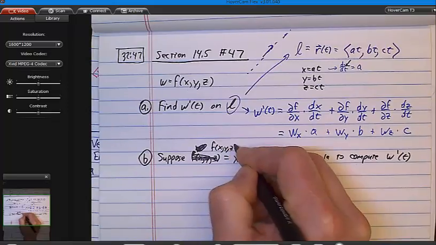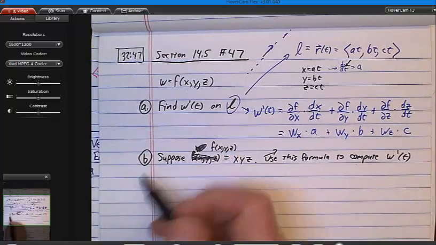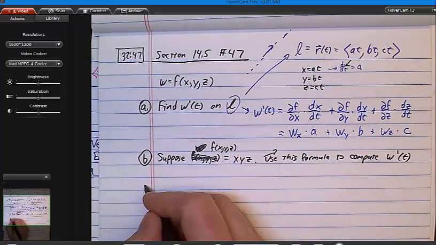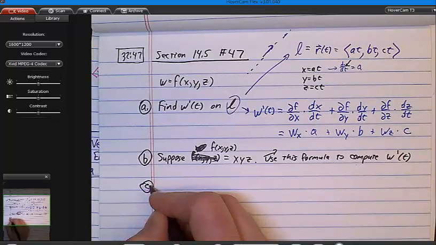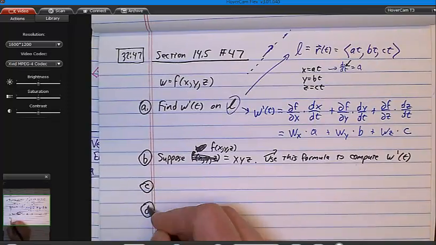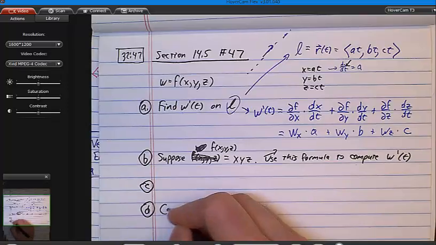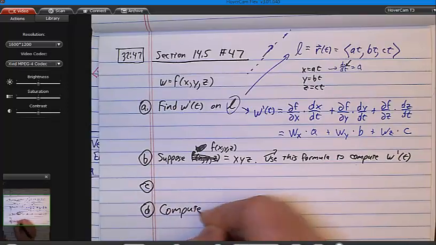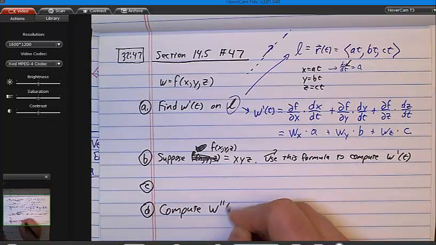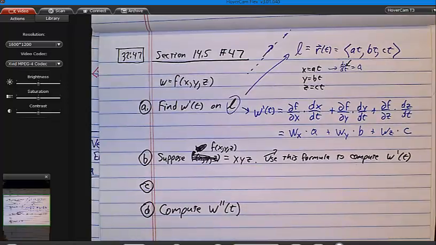Okay. So then let me skip ahead because, Jesse, you asked me about this 2 days ago now. So I'll skip C and I'll go to D. D says compute W double prime of t, the second derivative.